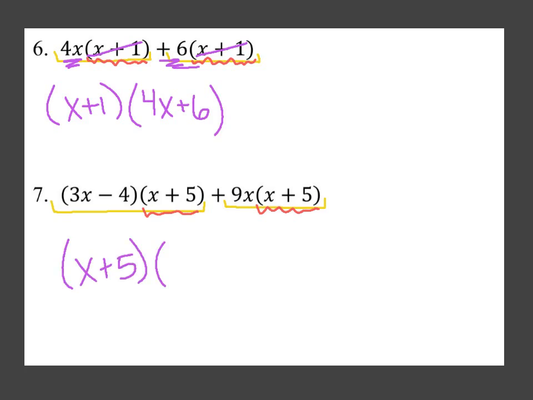Now my back parentheses are going to be everything else that's left over once we take the x plus 5 out. So that would be the 3x minus 4 and the plus 9x.